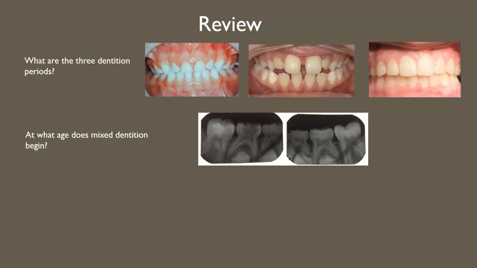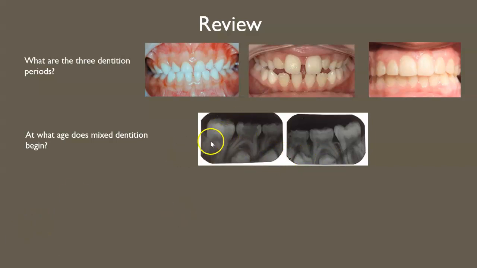At what age does mixed dentition begin? I want you to look at this x-ray here to try to determine that. If you are thinking 6 years of age for mixed dentition, you are correct. Here we see the first and second primary molars, and underneath you see the permanent premolars getting ready to erupt into place.